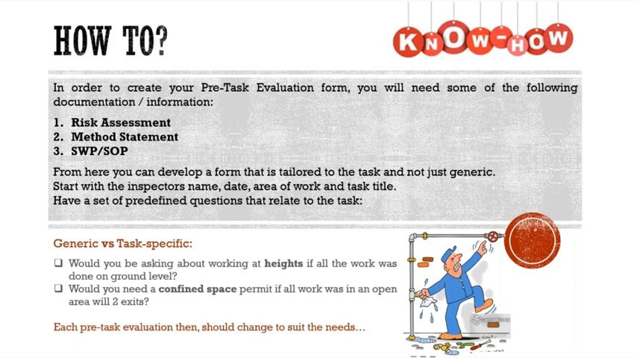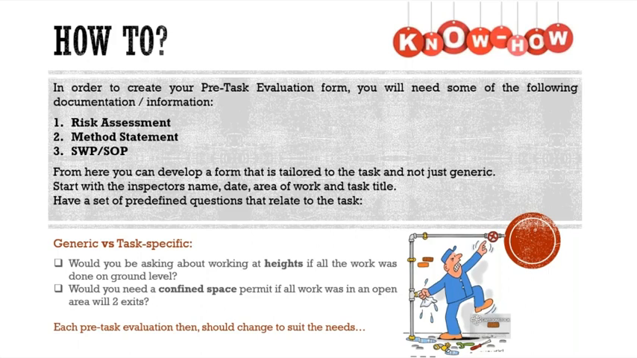Now, from here, with these types of documents, you should have the relevant information literally of the area, which should have been done through your risk assessment, keeping in mind the environmental aspects, the method statement, the task being performed, and then all the safe working or safe operating procedures for all the equipment that is going to be used. This information now can help you to develop a form that is tailored to the task, not a generic document. So start with the inspector's name, the date, the area, and also the task title, what is going to be performed, and who are the relevant partakers in this inspection. Then you can have a set of predefined tasks, but again, this should always change to suit the needs.